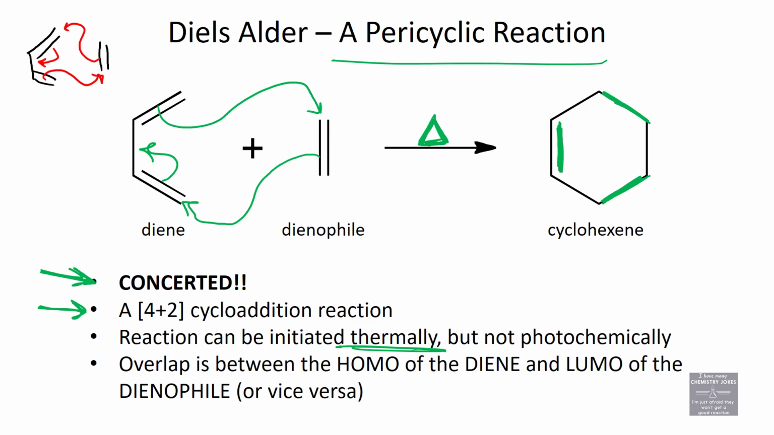All I need is a little heat in this reaction to make it go. I don't need any extra reagents like acid or water or anything like that. I'm probably going to dissolve these in a solvent, but I don't need anything extra. All I need is diene, dienophile, and a little bit of heat. This thing works. Overlap is between the HOMO of the diene and the LUMO of the dienophile.